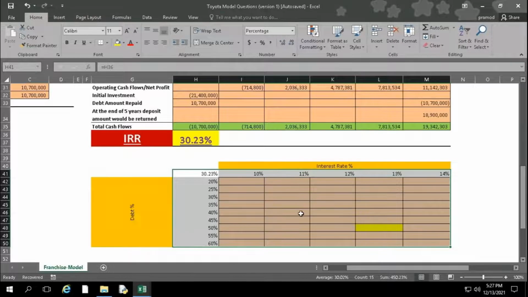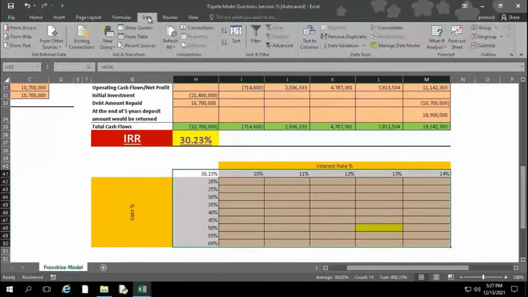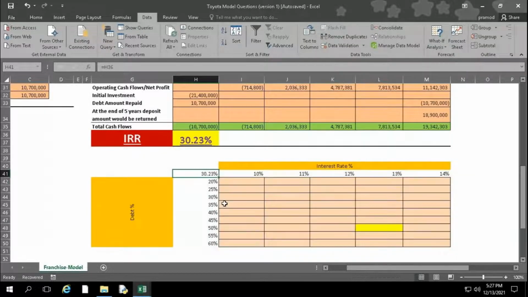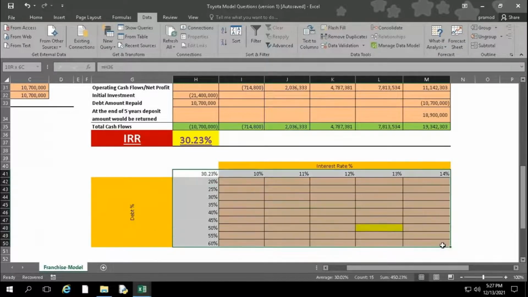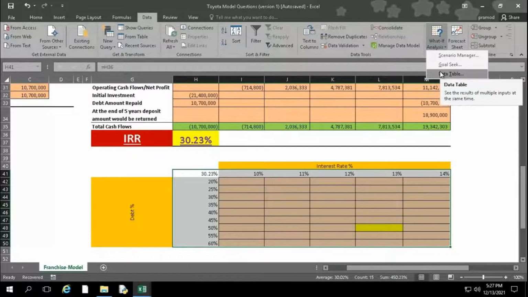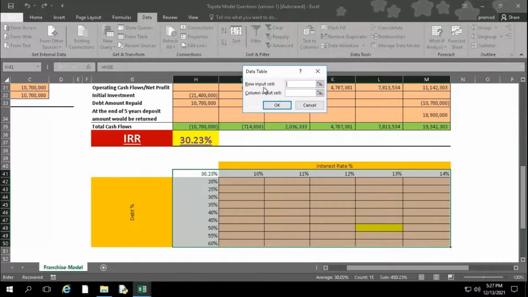Okay. So now what you need to do? Go for the Data tab. Click on What-If Analysis. Here you click on Data Table. So once again I say, take the IRR here, select that particular value, What-If Analysis, click on Data Table. So your row input value it will get.